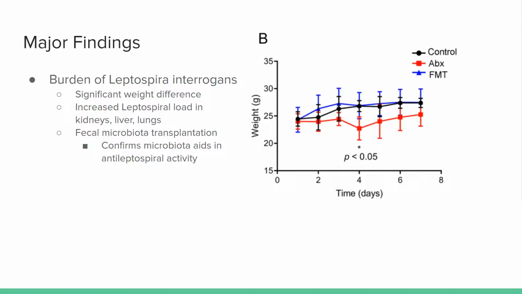Now, the effect of leptospira interrogans on all 3 groups was weight loss. So the infected group without the transplant, 4 days post-infection, had lost significantly more weight than the other 2 groups. The burden of leptospira interrogans also showed an increased leptospiral load in kidneys, liver, and lungs, which will be shown on the next slide. And fecal microbiota transplant confirms that microbiota aids in anti-leptospiral activity. This will also be shown on the next slide.